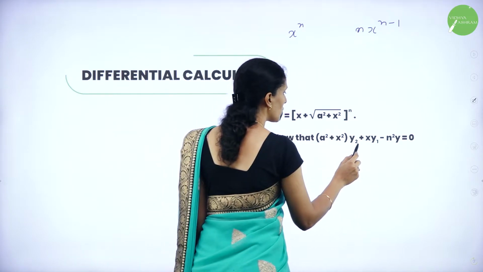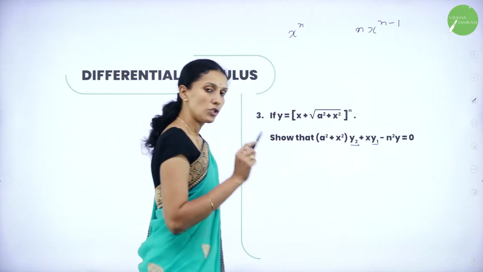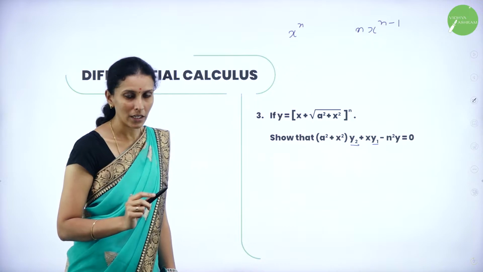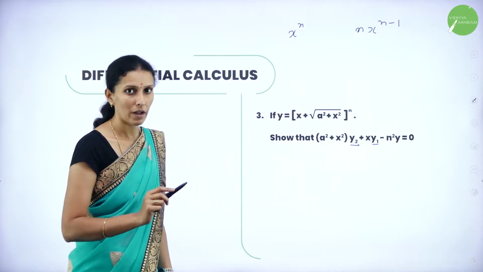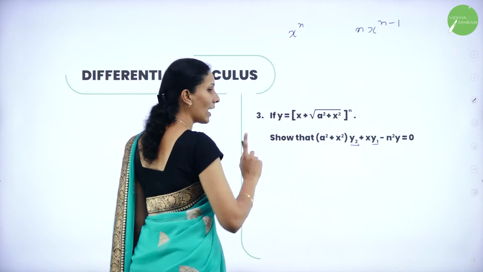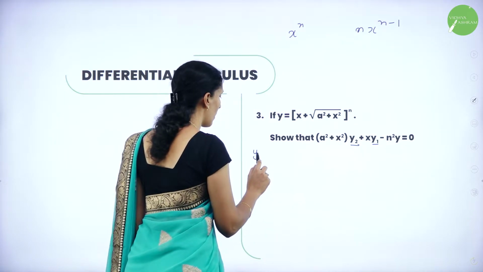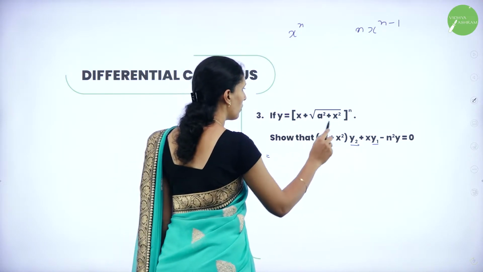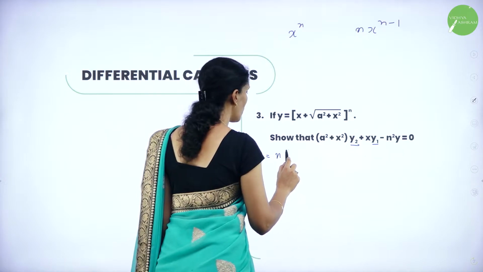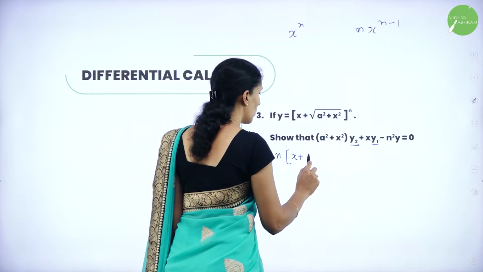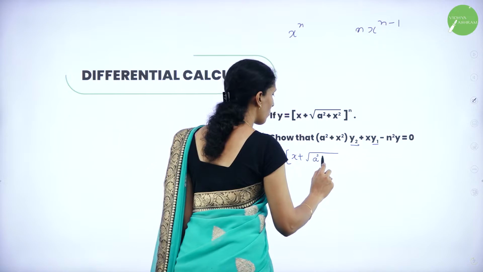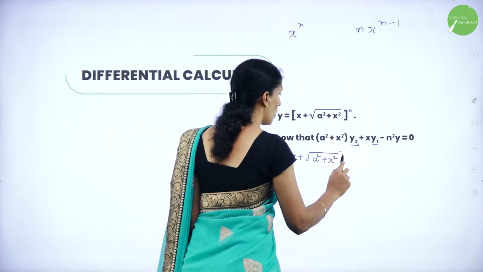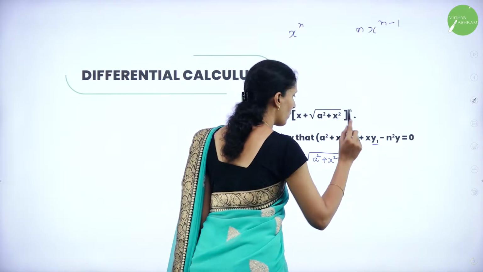We have the equation in the form of y2, y1. So, y1 means dy/dx, y2 means d²y/dx². So, first derive first, then it is y1. y1 is equal to, if you derive this, n into (x plus root of a² plus x²) whole to the power n minus 1.